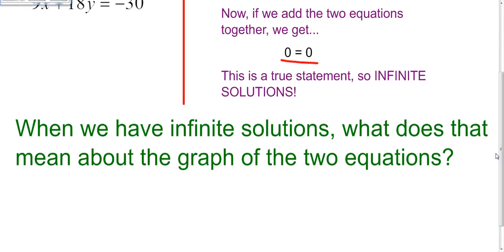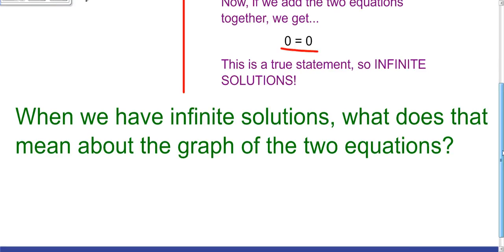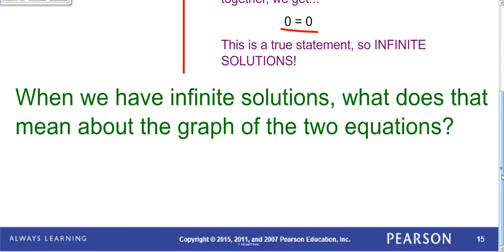Obviously, my variables are gone, so that's a weird case. I have no x's and y's left, but I do get 0 equals 0. That is a true statement, which means I have infinite solutions. The only way you get infinite solutions is if you have two graphs that touch each other in every single spot there is. So they basically are the same line.